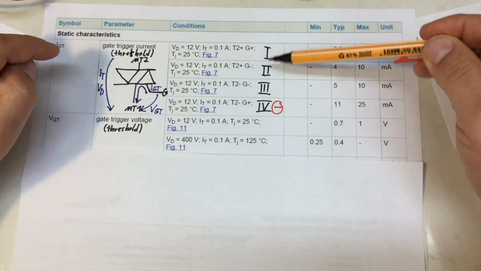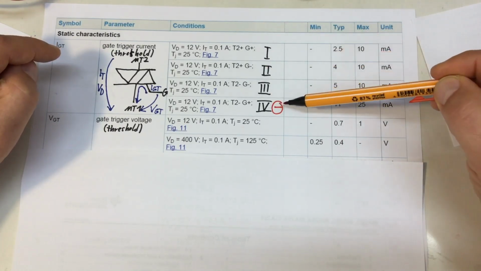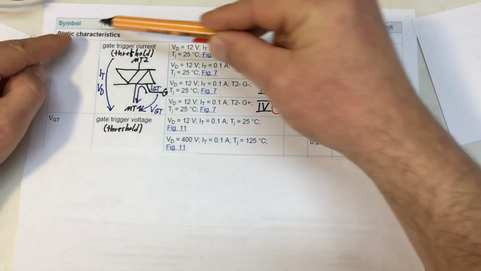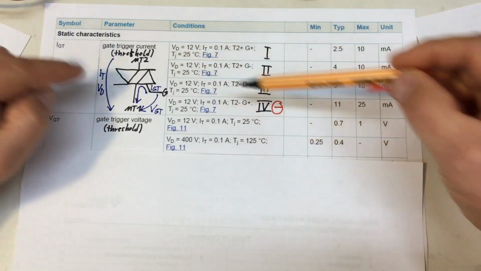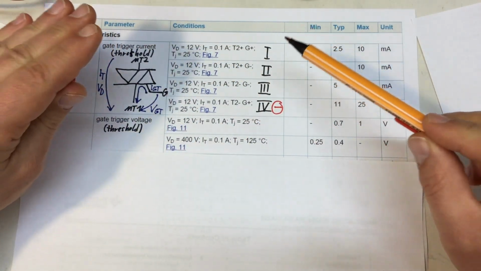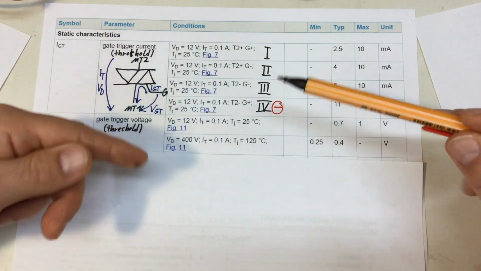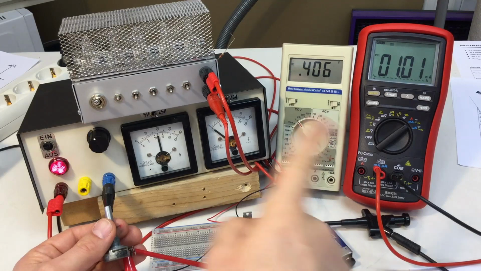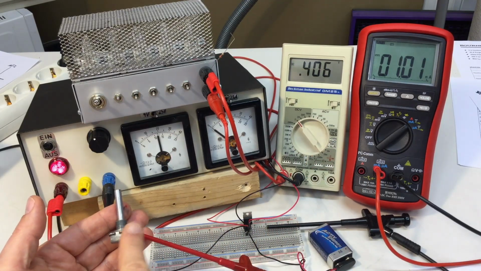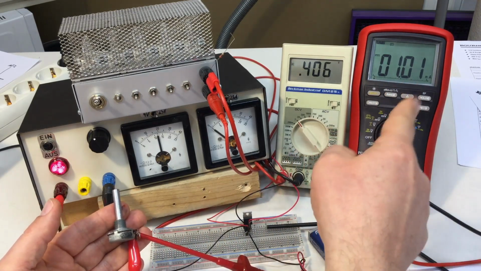Let's measure these two extremes here between quadrant 1 and quadrant 4. And since these are static characteristics, it's completely okay to measure them with DC. We will come to AC, oscilloscope and function generators soon enough. So I wired up everything for quadrant 1, and instead of the momentary switch, I put in a potty so that I can change the gate current.